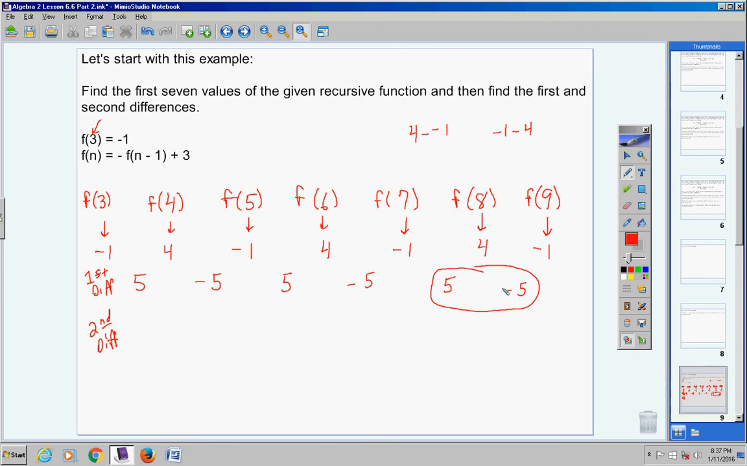Negative 5 minus 5. That's negative 10. Now take these two numbers. 5 minus a negative 5. That's a positive 10. Now take these two numbers here. Negative 5 minus 5. That's negative 10. Now take these two numbers here. 5 minus a negative 5. That's 10.